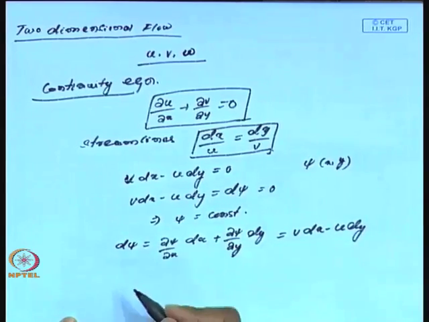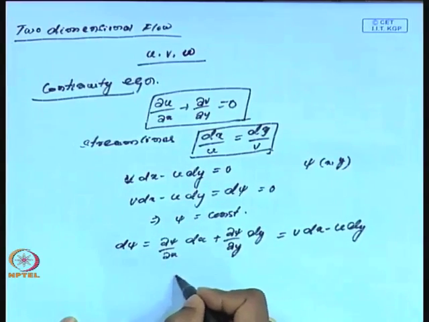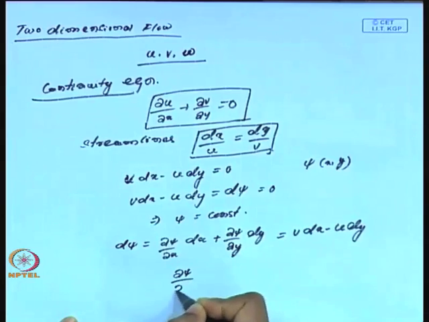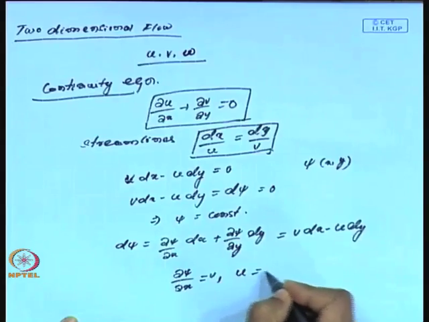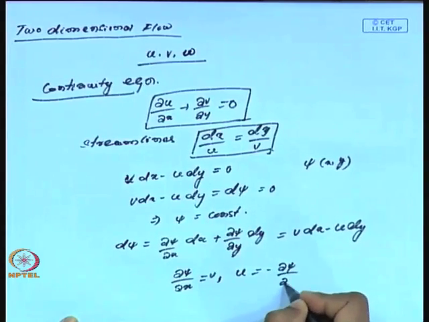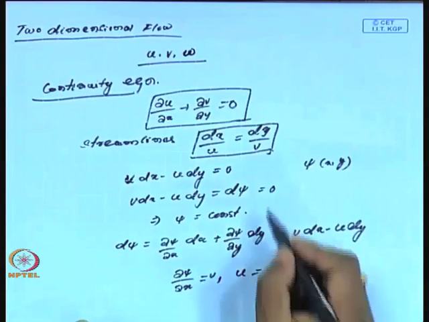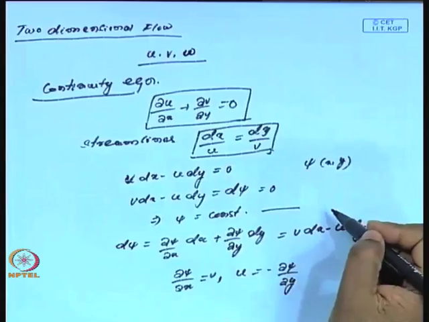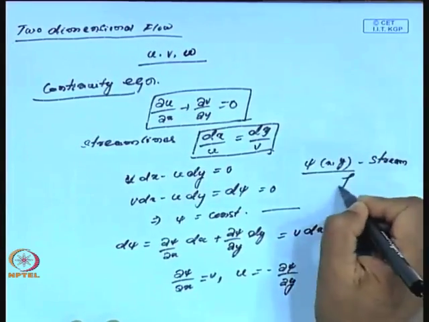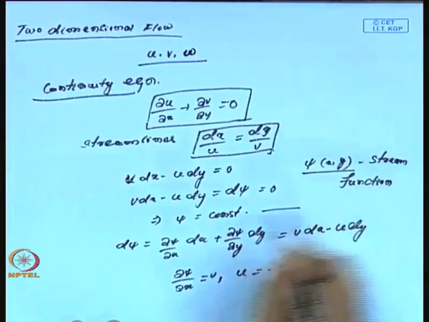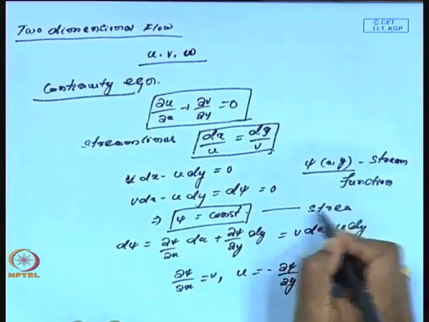So, if you compare this component wise, we just compare the dx part and dy part, then you can say del psi by del x is equal to v, whereas u is minus del psi by del y. So, in fact, this psi is called the stream function, and psi is equal to constant, as we have seen, will give the streamlines.